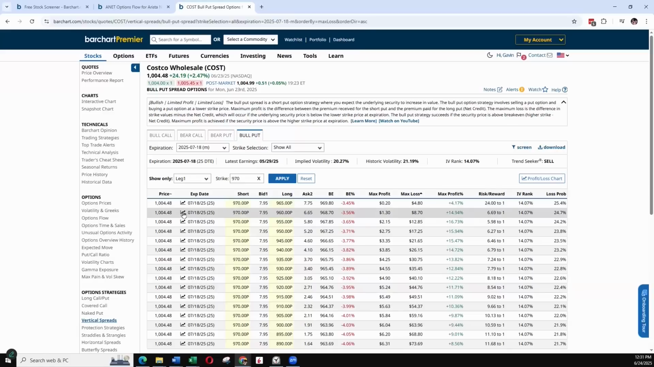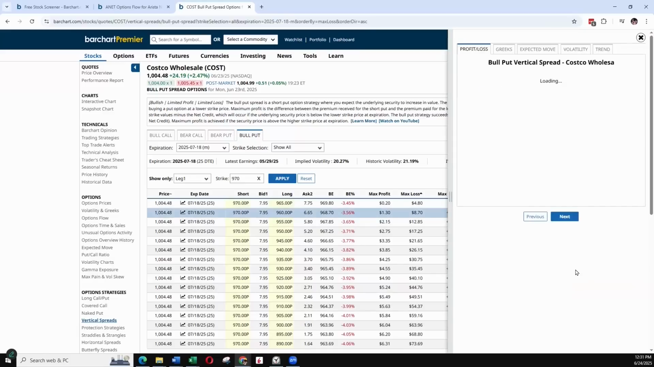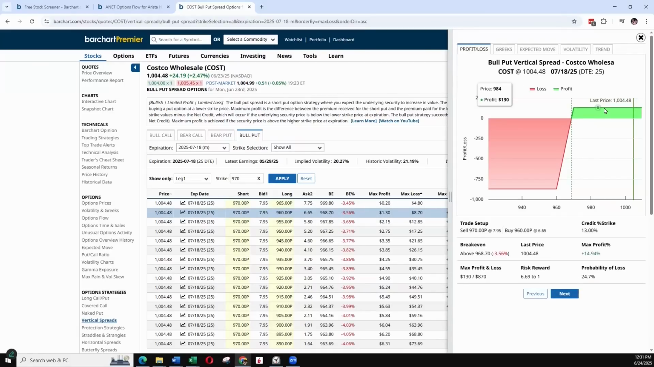And we can go over here and click on this little icon, and it will bring up our profit and loss chart. So we can see we're generating $130. That's our max profit, provided it stays above 970. And we've got all our other stats at the bottom here. If you're interested, you can also check out some of these other tabs. The Greeks, the expected move, volatility, and the trend are also good to look at.